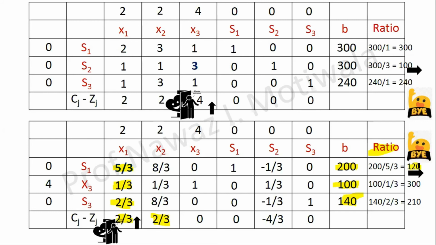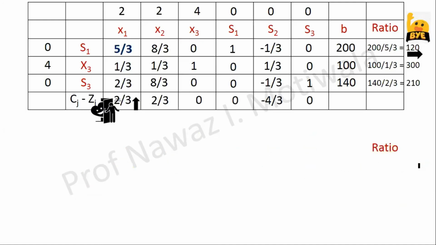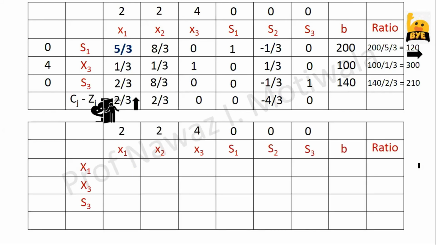Now what is our conclusion? Our conclusion is x1 will enter the solution and s1 will leave the solution. So I will make a new table here. This is the same table which we have seen in the previous slide. In place of s1, I have just replaced it by x1. Rest of the things remain the same.